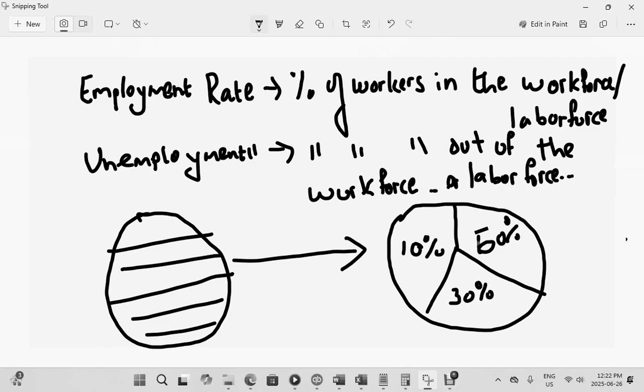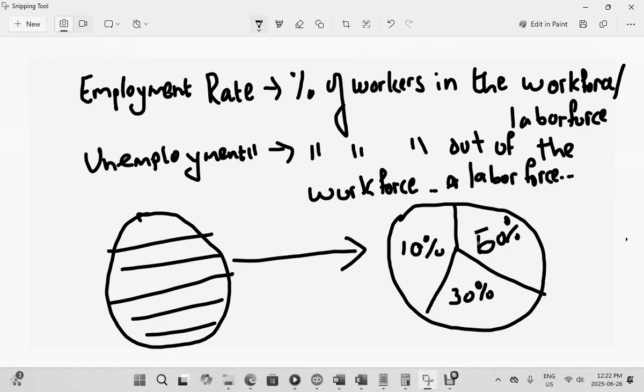Discouraged workers are people who are not employed, but they're not looking for work for whatever reason. Maybe they have a disability, maybe they're in the hospital, maybe they cannot find work and have given up, and so on and so forth.